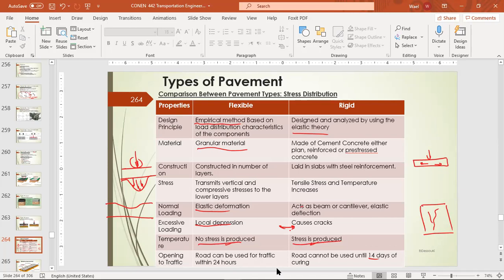The last item is opening to traffic. In flexible pavement, we can open it to traffic right after paving, maybe 24 hours. But in rigid pavement, we must allow sufficient time for the concrete to cure. So usually we leave 14 days for concrete curing. So these are the basic fundamental differences between flexible pavement and rigid pavement in different aspects.